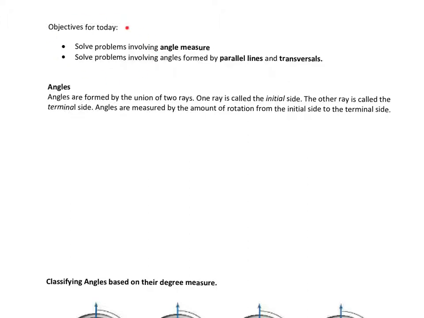There are two objectives that I want you to focus on in this section. We're going to be solving problems involving angle measure, and also solving problems involving angles formed by parallel lines and transversals. Parallel lines, remember, are just two lines that never intersect. They actually have the same slope.